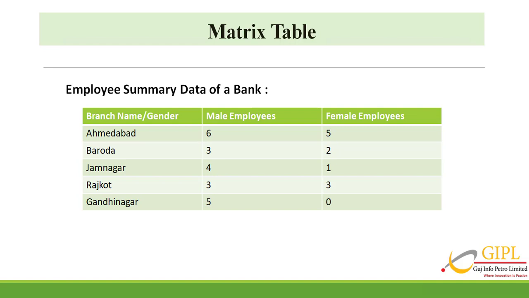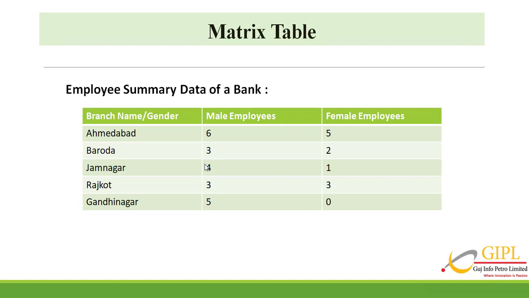This is an employee summary data of a bank. Let's take any XYZ bank and let's assume that it has its branches in 5 districts. And I want the employee count of each branch gender-wise. So here we can say that this number 3 is the male employee count of Baroda district branch. Right? So this is how matrix data can be shown.